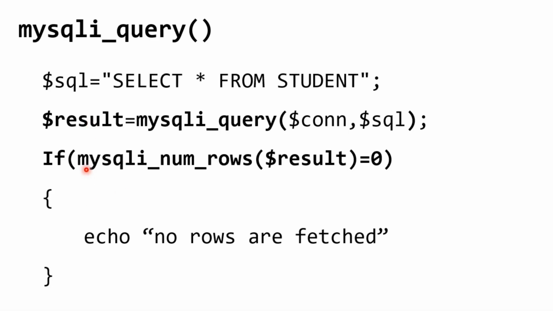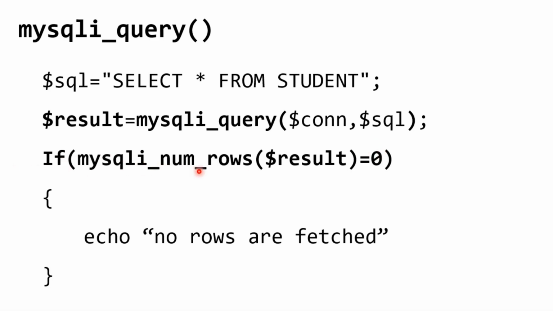So how do we check whether it is successfully executed or not? There is one more function called mysql_num_rows. Whatever result you have from the query execution, if you pass that result to the mysql_num_rows function, it returns how many rows are there in the fetched result. If the number of rows in the fetched result is zero, that means no rows are fetched. There is an error, or there are no rows in the table matching your query.